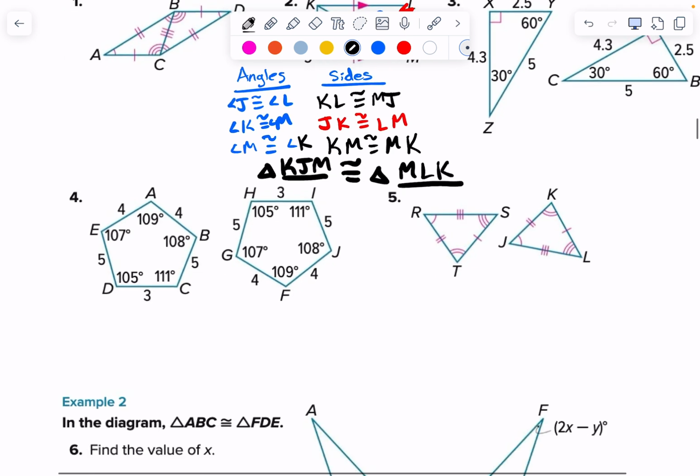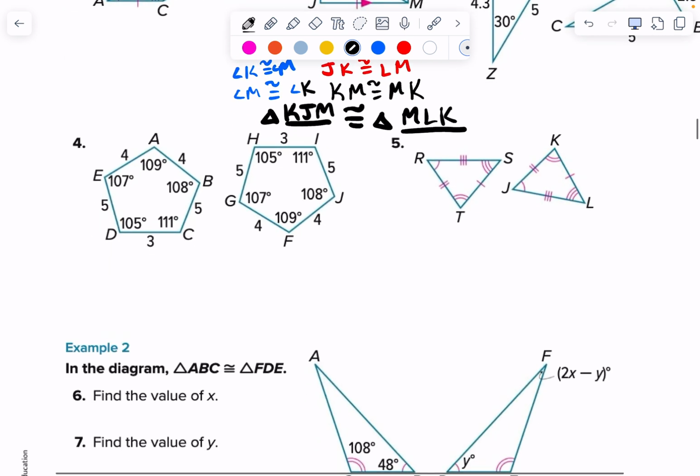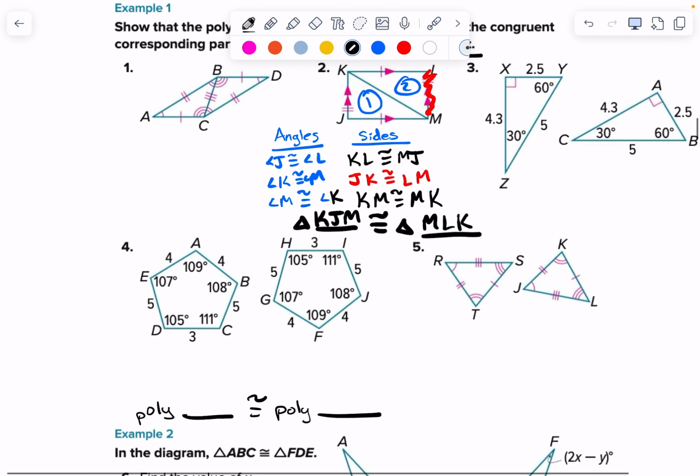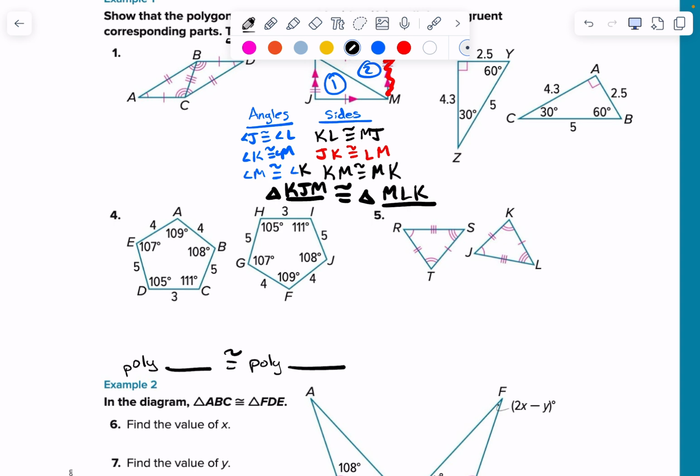Down here for number 4, when you write the congruent statement, those are not triangles, so you have to call them like poly whatever is congruent to poly whatever, right? And you name them with all the letters. Okay? 5, you can do triangle. Got it? Okay, so angles and sides, those are kind of a pain in the butt, but there you go. Good?